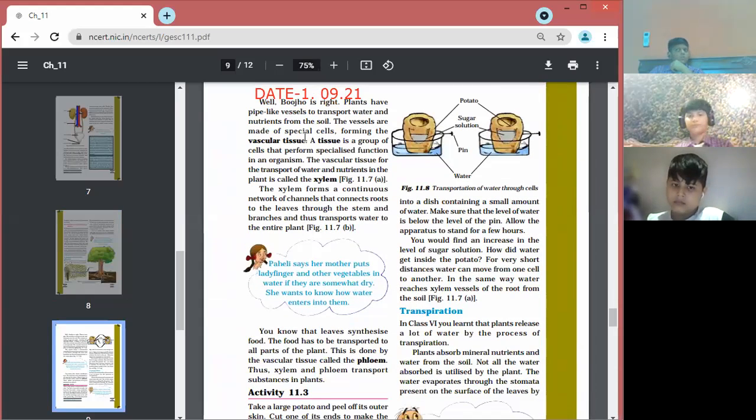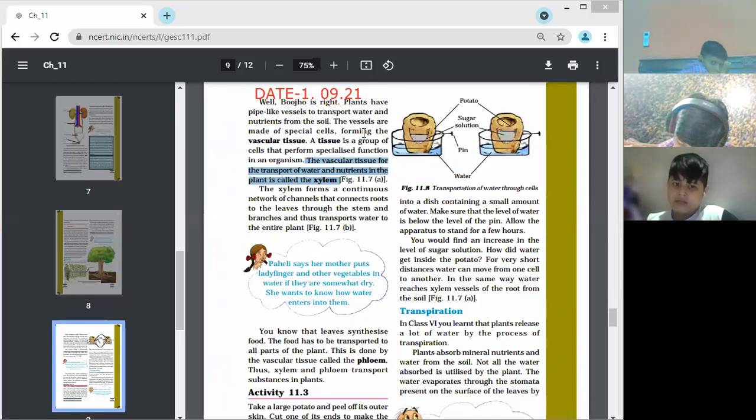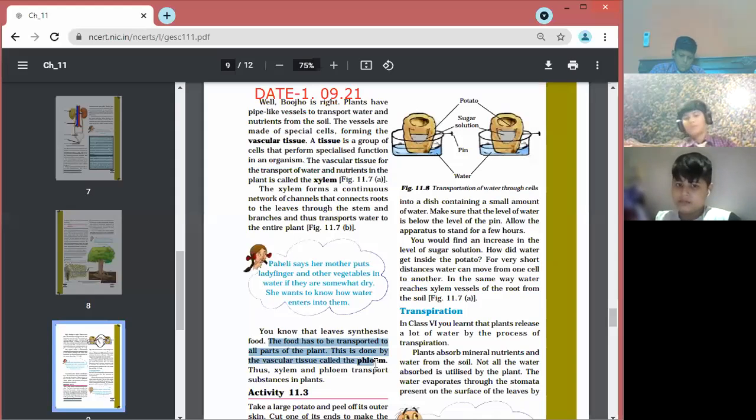So kindly underline: the vascular tissue that transports water and minerals in plants is known as xylem. Kindly underline, it's very important. You may get the question, what is the function of xylem and what is the function of phloem. Similarly, what does the phloem do? The food prepared is transported to all parts of the plant through the phloem.